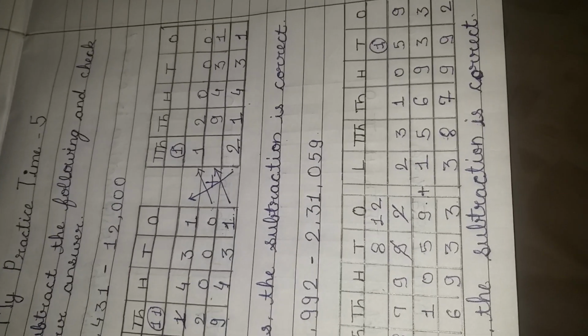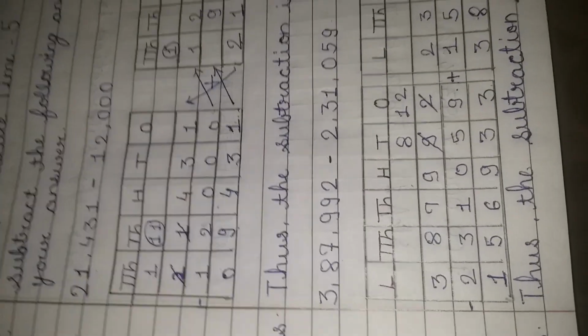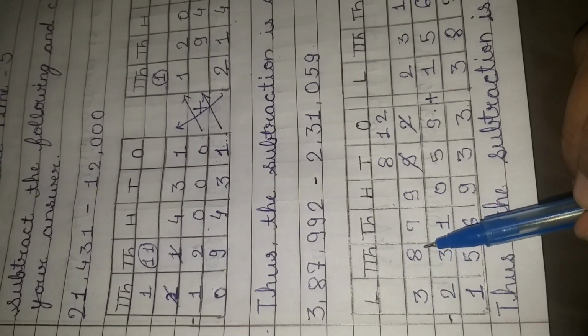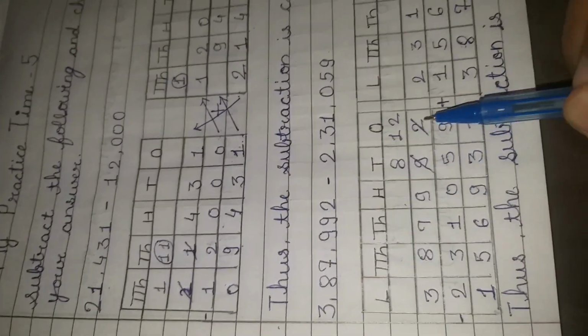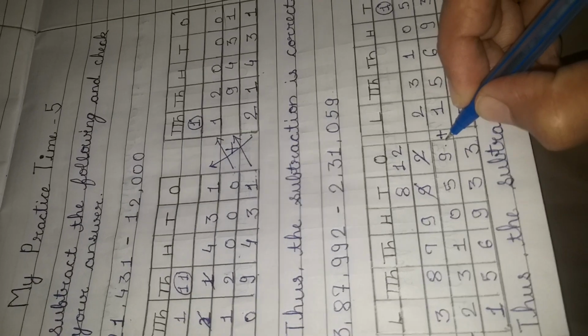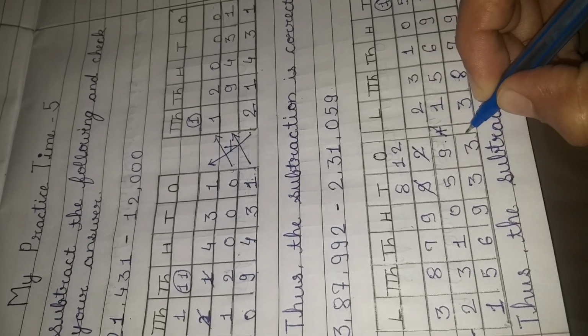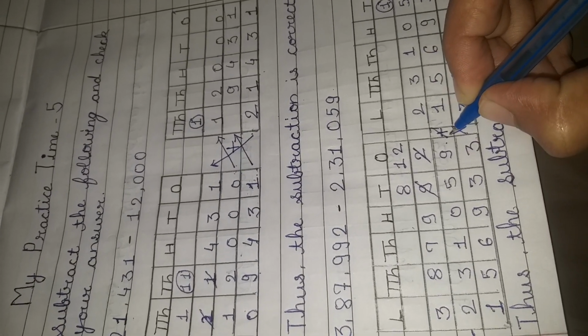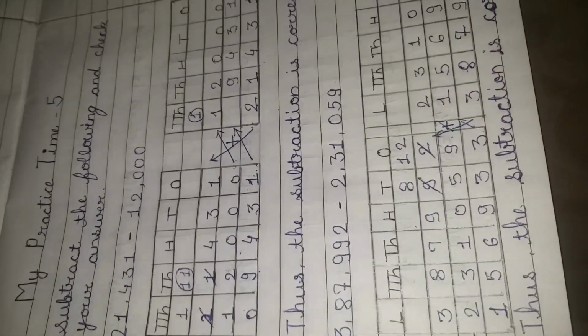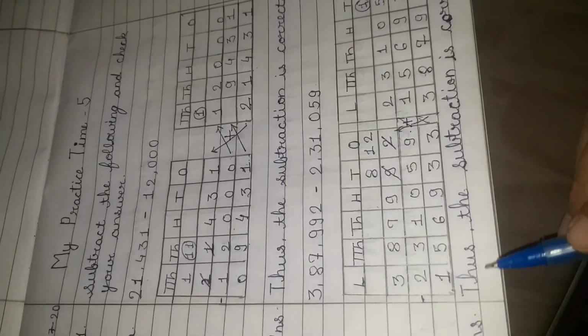So students, our answer is 3,87,992. So let's check our minuend. Yes, 3,87,992. That means we have taken here also, and we can see that the answer is correct. So we have to write thus the subtraction is correct. Now let's solve the next question or the next example.